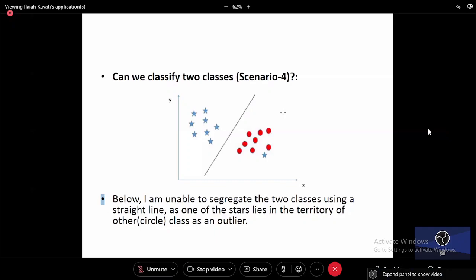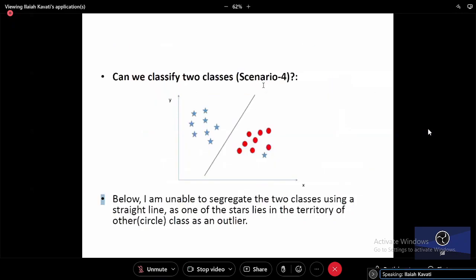Now, suppose this is the situation again. How to classify? Here the star is actually an outlier. These kinds of things will be there sometimes. To deal with outliers, we need to use some pre-processing techniques to increase the model accuracy. But outliers are always there in datasets. Anyway, we can classify, and this is the hyperplane.